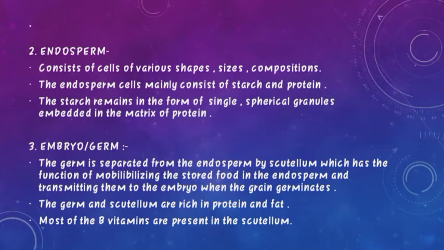Next, we come to the embryo or the germ. The germ is separated from the endosperm by the scutellum, which has the function of mobilizing the stored food in the endosperm. I told you that endosperm is the edible part, so it is the thing which is feeding the baby plant and transmitting food to the embryo when the grain germinates. The germ and scutellum are rich in protein and fat. Most of the B vitamins are present in the scutellum.